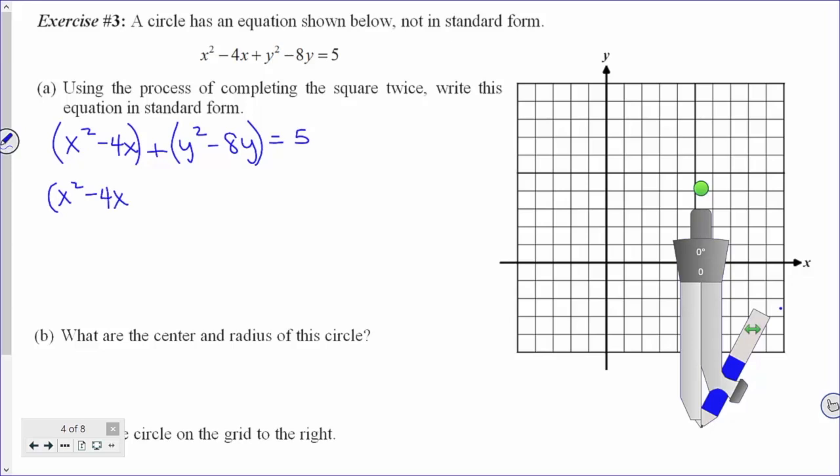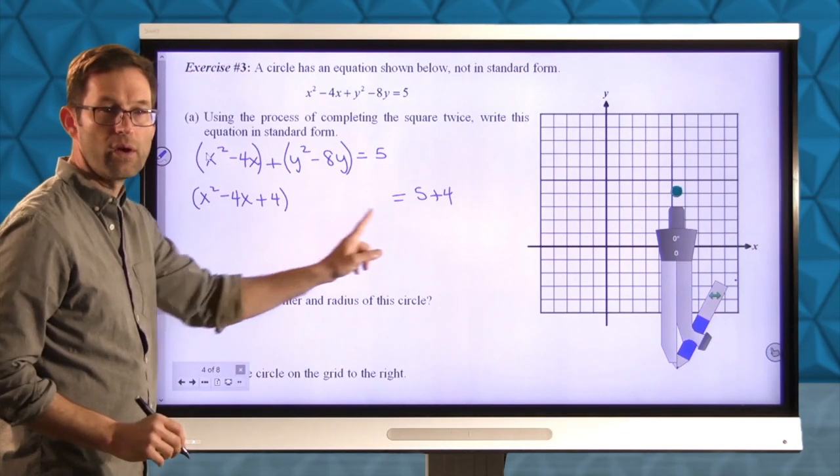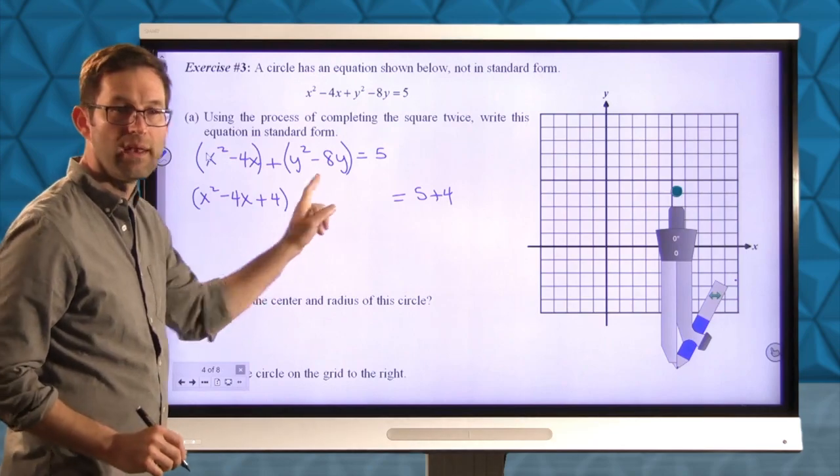Well, I need to take half of that negative 4, which is negative 2, squared and added on, I get 4. Now, right away, I should also add that 4 to the other side of the equation. Plus 4 here, plus 4 there. Now let's do it for the y.